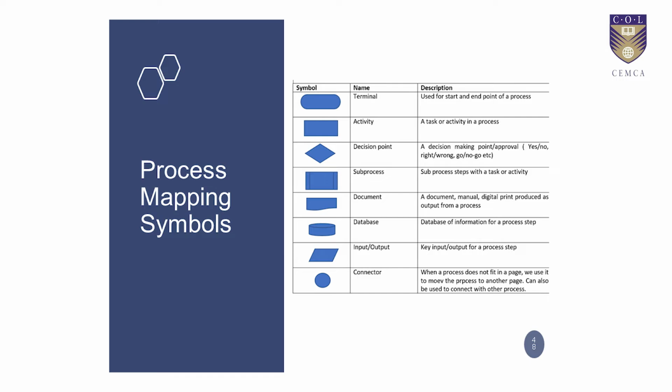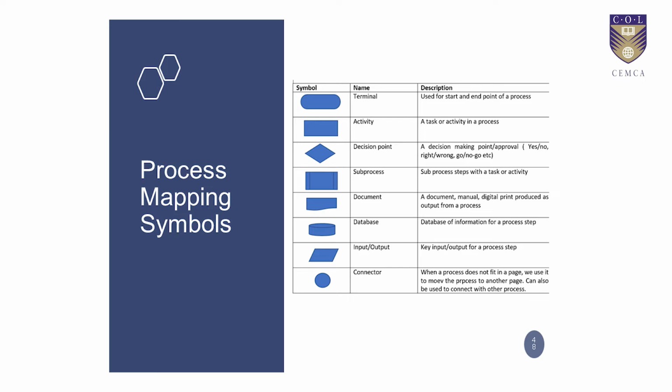Then we have a box which is used to denote a sub-process. If you are doing any documentation at a particular step, you use another box here. If there is a step where we are using a database, then we use this shape for databases. For any specific input and output, we use this particular box here. And then at the end, the connector.